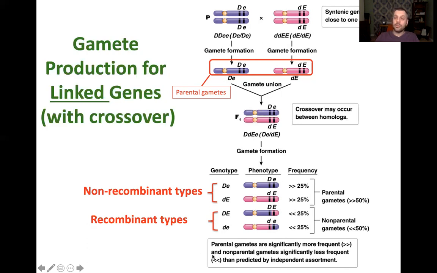One important thing I want you to think about or remember down here is that it is always true that the parental gametes are significantly more frequent than the non-parental gametes. That's because crossover is a rare event, basically. So that's something to recall as we go forward, and I'll remind you of why that's important later on.